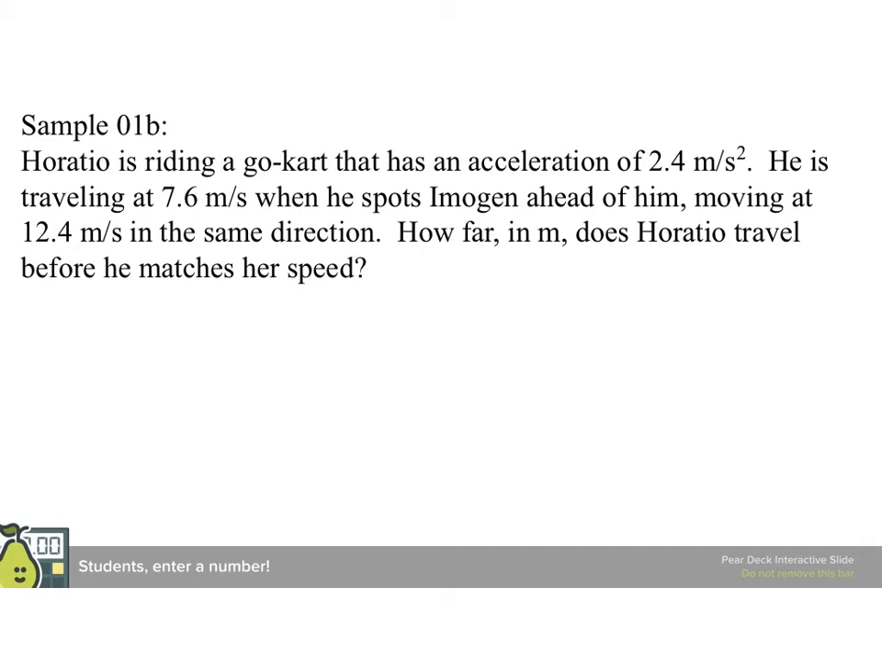Horatio is riding a go-kart at an acceleration of 2.4 meters per second squared. He's traveling at 7.6 meters per second when he spots Imogen ahead of him, moving at 12.4 meters per second in the same direction. How far in meters does Horatio travel before he matches her speed?